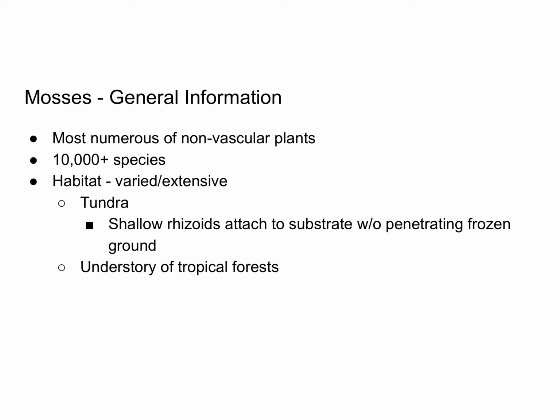So now we're going to talk about the non-vascular seedless plants that are in the phylum Bryophyta. So remember that all non-vascular seedless plants are collectively known as bryophytes, but those in the phylum Bryophyta are more specifically referred to as mosses. Mosses are the most numerous of the non-vascular plants. There are over 10,000 known species.